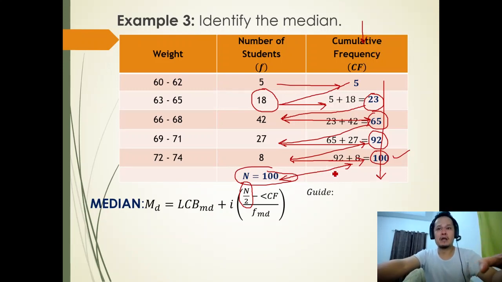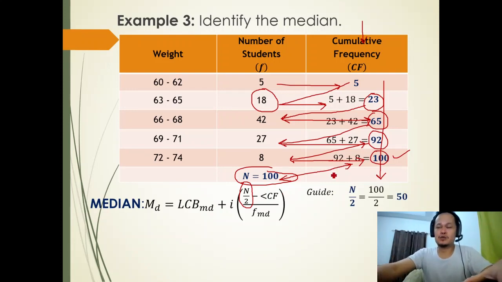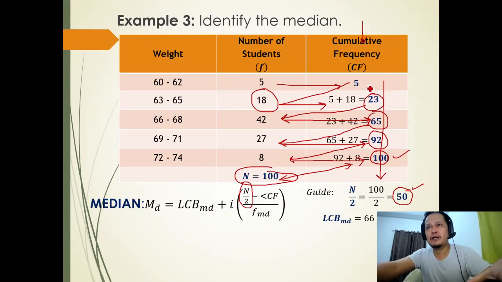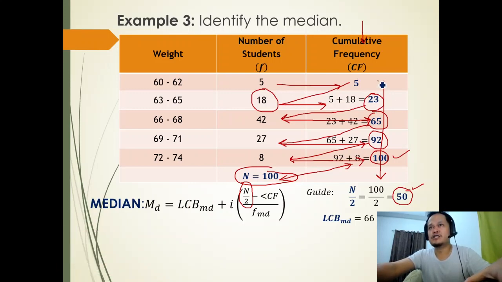Next, let us take a look at N over 2. This is now your locator. Our N is 100 divided by 2, that is 50. Now let us look at 50 here. Let me change my pen color to blue. I am looking for the 50th observation. Where is number 50 located?